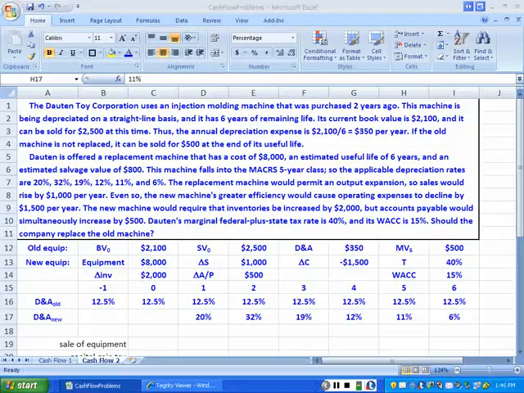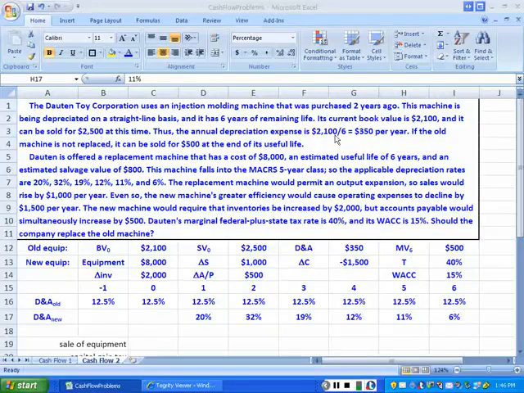Here we've got an interesting project. It's a replacement project. Daughton Toy Corporation uses an injection molding machine that was purchased 2 years ago. The machine is currently being depreciated on a straight line basis, has 6 years remaining life. Current book value of $2,100 and could be sold, so its salvage value or market value today is $2,500.